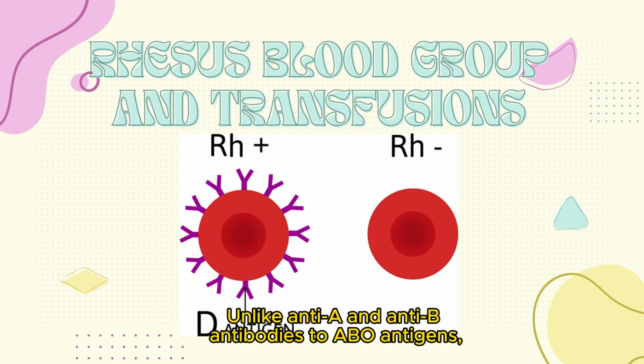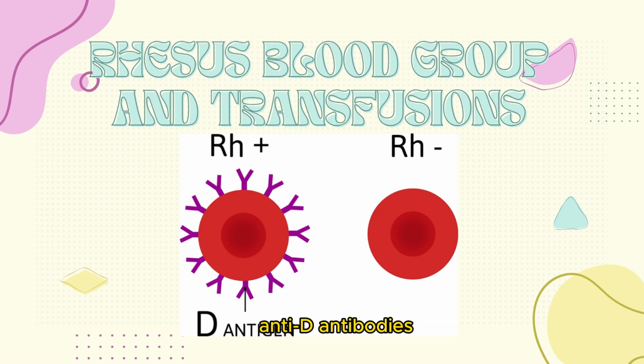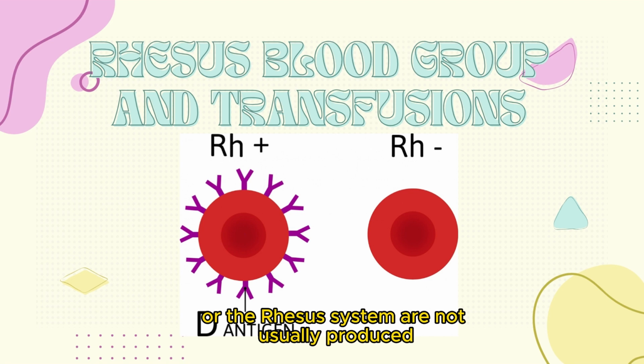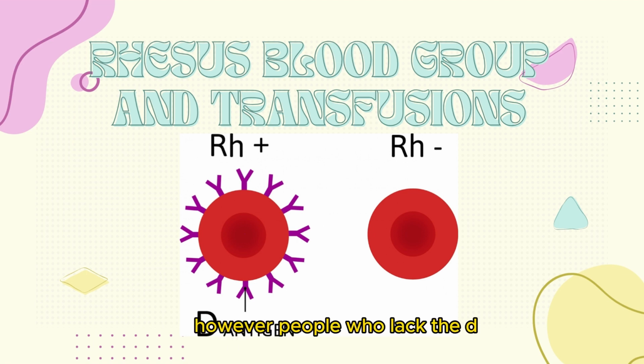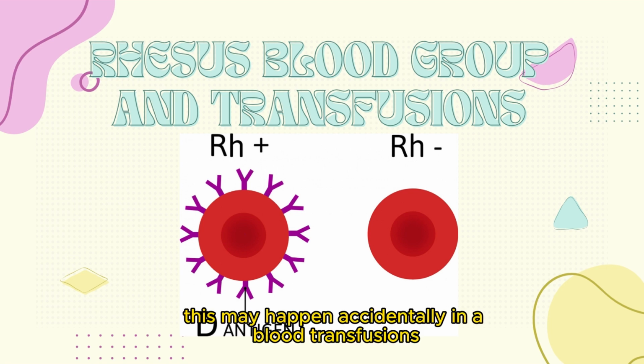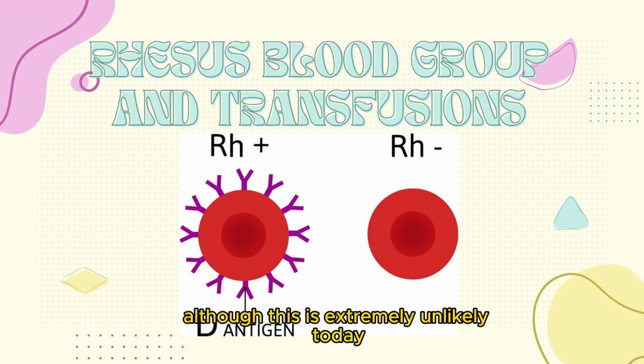Unlike anti-A and anti-B antibodies to ABO antigens, anti-D antibodies for the rhesus system are not usually produced by sensitization to environmental substances. However, people who lack the D antigen, or rhesus negative, may produce anti-D antibodies if exposed to rhesus positive blood. This may happen accidentally in a blood transfusion, although this is extremely unlikely today.